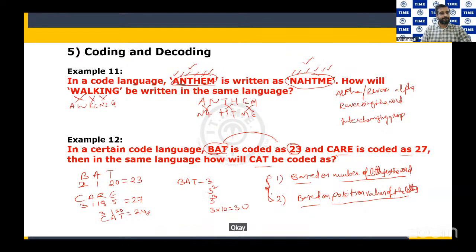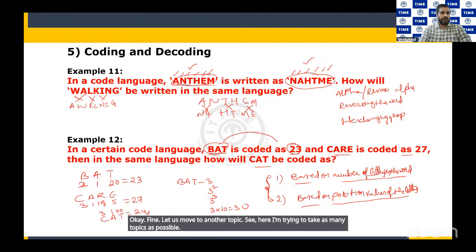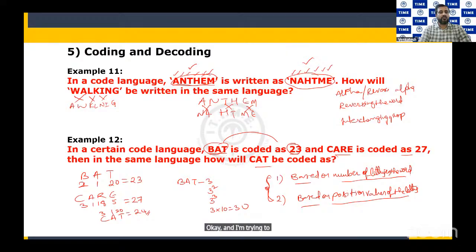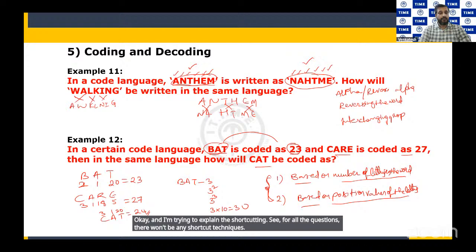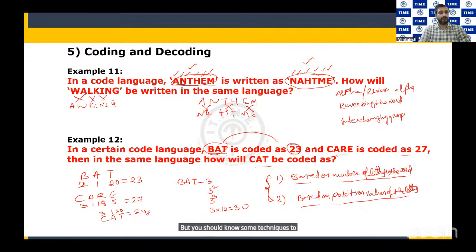Okay, fine. Let us move to another topic. Here I am trying to take as many topics as possible and explain the shortcut techniques. For all the questions there won't be any shortcut techniques, but you should know some techniques to answer the questions.